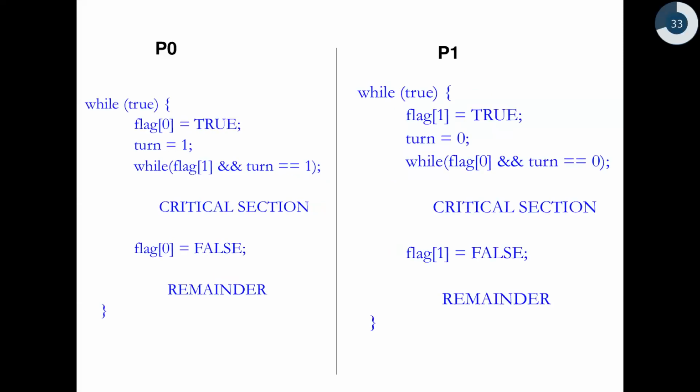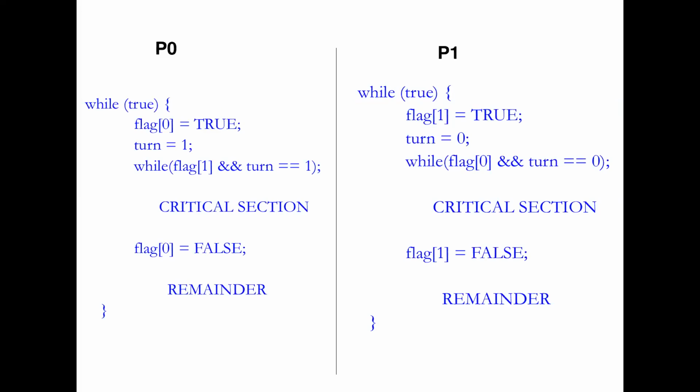So if you look more precisely, this is what we get for P0 and P1. We have flag[0] set to true, turn set to 1, while flag[1] is true and turn equals 1, then we are waiting. For P1, it's the opposite. Flag[1] equals true, turn equals 0, while flag[0] equals true and turn equals 0, then I'm waiting. So it may be a little bit confusing when you look at it.